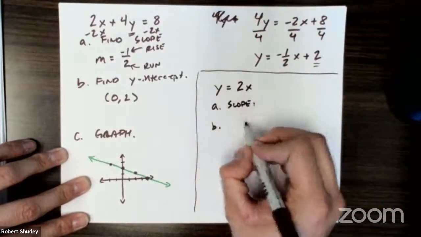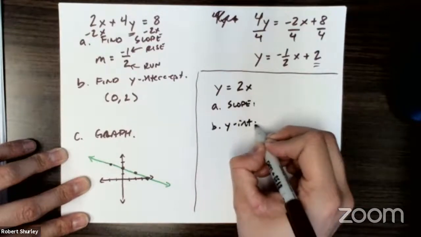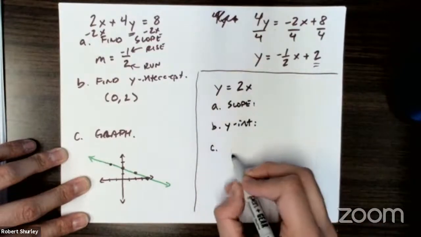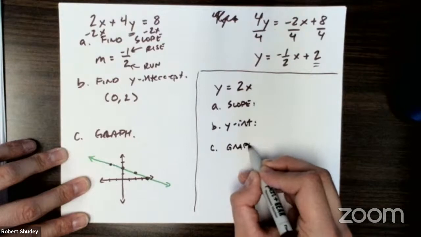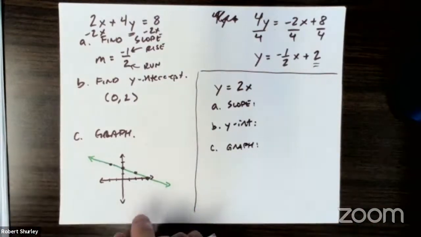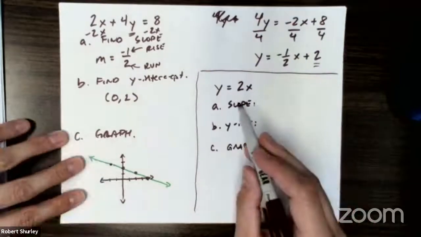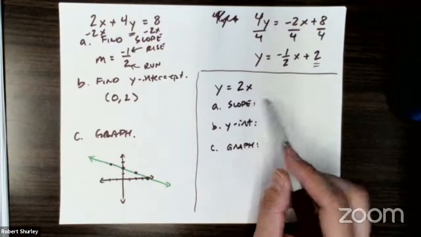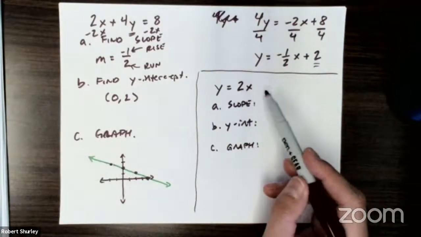I want you to tell me the y-intercept. And then we're going to graph this one as well, okay? Now, what's different about this one is it doesn't look like it has a y-intercept, right?